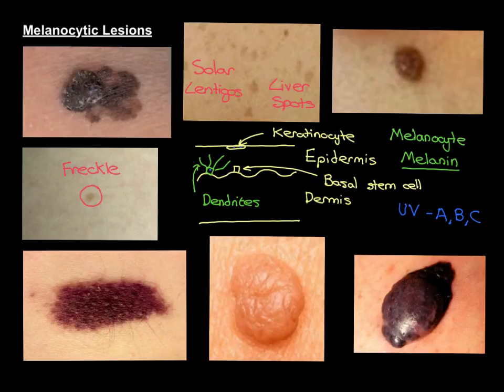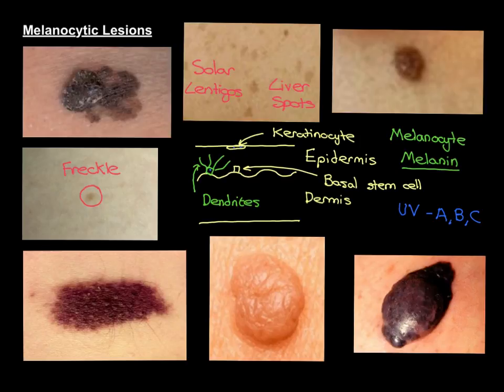Okay, so to summarize solar lentigos then, they're very common in older people. If you go and find an 80-year-old person with light skin, they're almost certainly going to have some solar lentigos on their hands and their face. So you can see these very easily when you meet older people. And they are flat in nature.